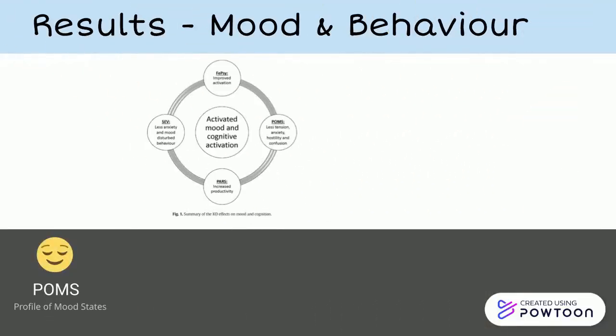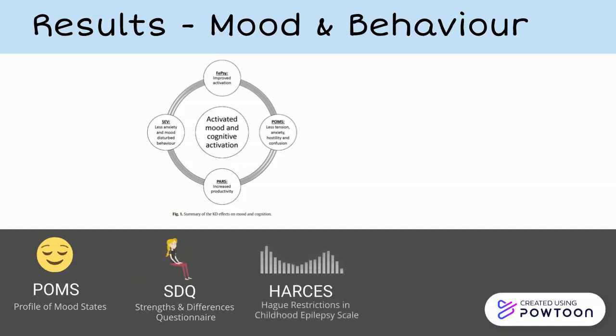A POMS survey was applied where participants rated their mood. An STQ questionnaire was applied where participants answered a series of strengths and differences of the diet they followed. The HARCES was rated, where participants rated on a scale whether there was a reduction in epilepsy symptoms, and an SEV questionnaire was filled out to rate the children's social and emotional state.